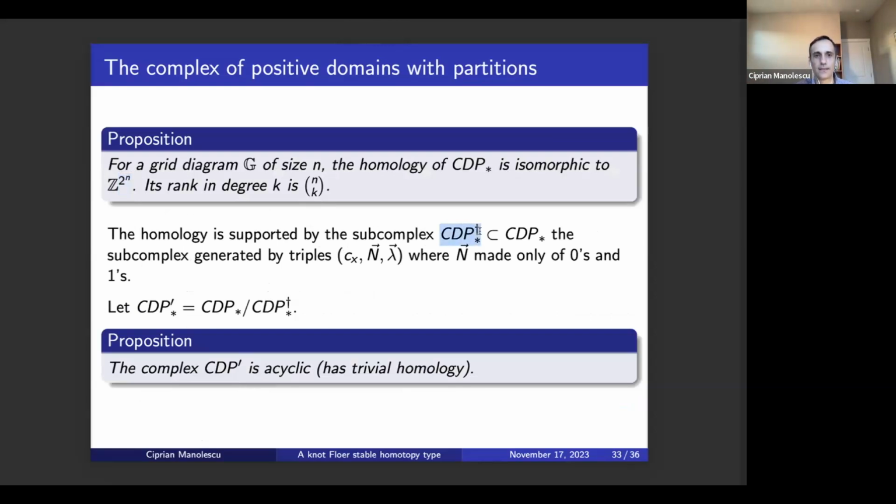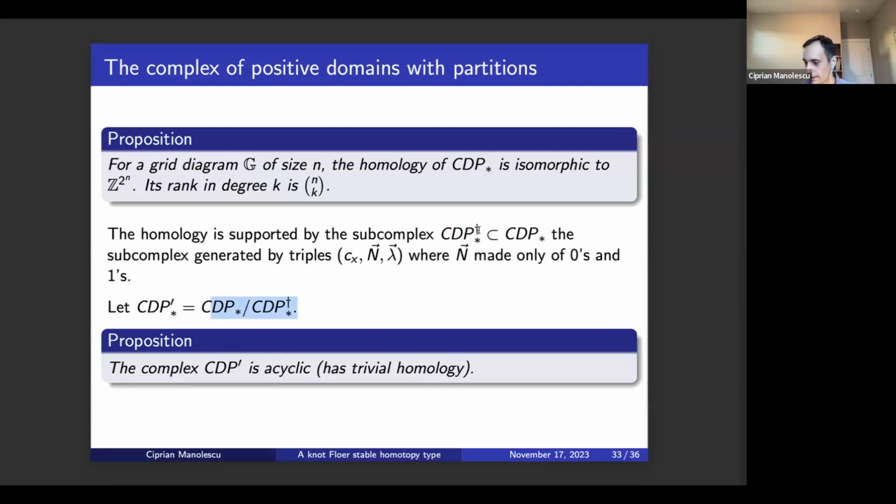It's supported exactly by the triples where the domain is trivial and n is made of zeros and ones. So you have at most one bubble through each marking. And then the partition, of course, has to be just 0 or 1, depending on what n is. So you know where the homology is supported, so let's take the quotient. And then the quotient is acyclic, has trivial homology. All right, so this is some combinatorial computation that we did.